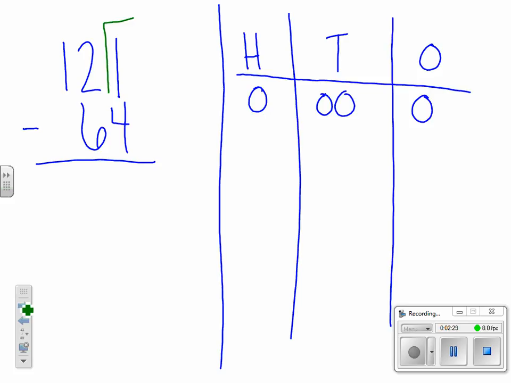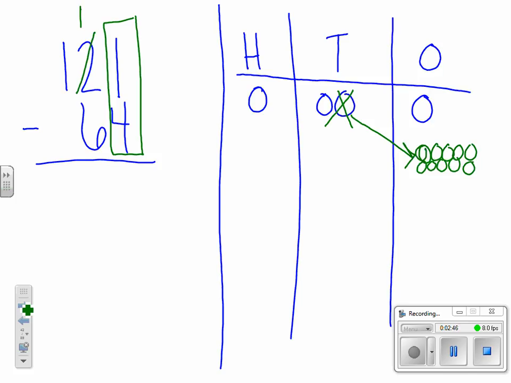I'm going to start in the ones. I need to take away 4 ones, but I don't have enough. So that's where my unbundling comes into play. So I unbundled a 10. That means that I just broke it apart into the 10 ones.